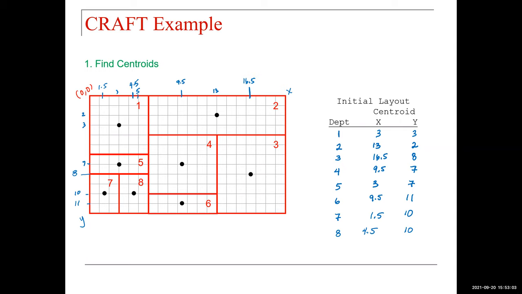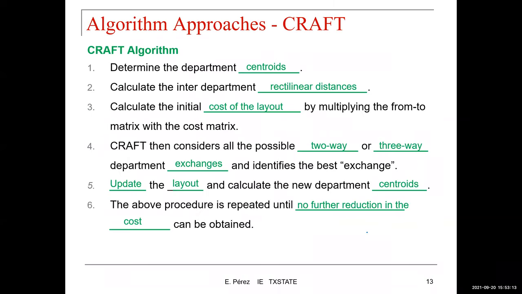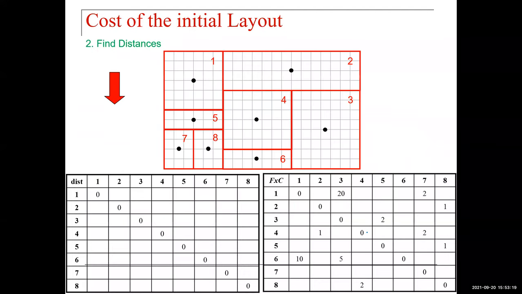Okay, so those are the centroids for this layout. From here, what do we do next? Determine the interdepartment rectilinear distances. We are going to create a matrix that shows the distances between centroids. So I have that table here.